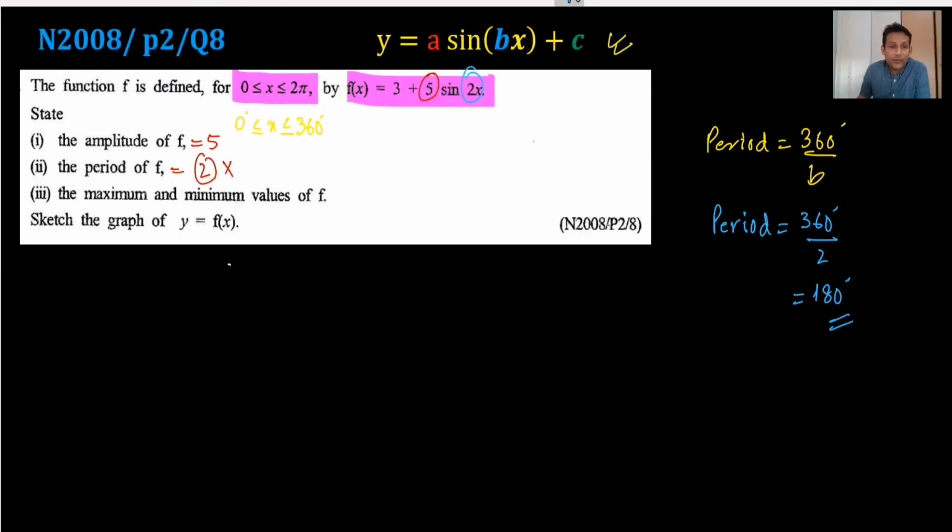So this is very important. I will not write 2. I will write 180 degrees is the period of this function f(x).